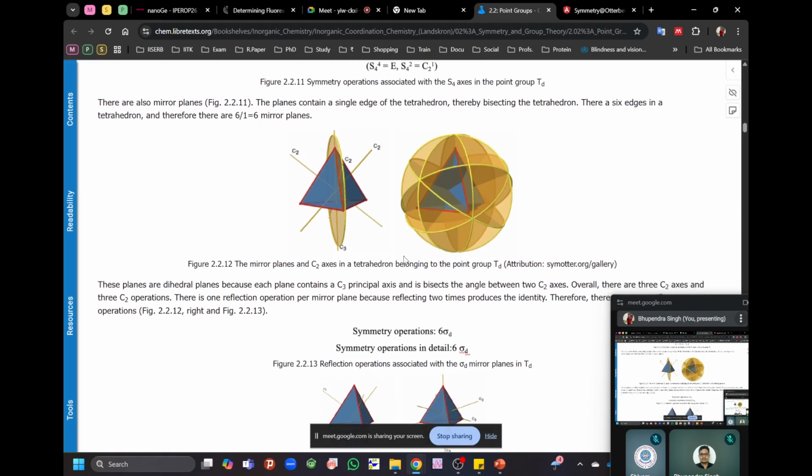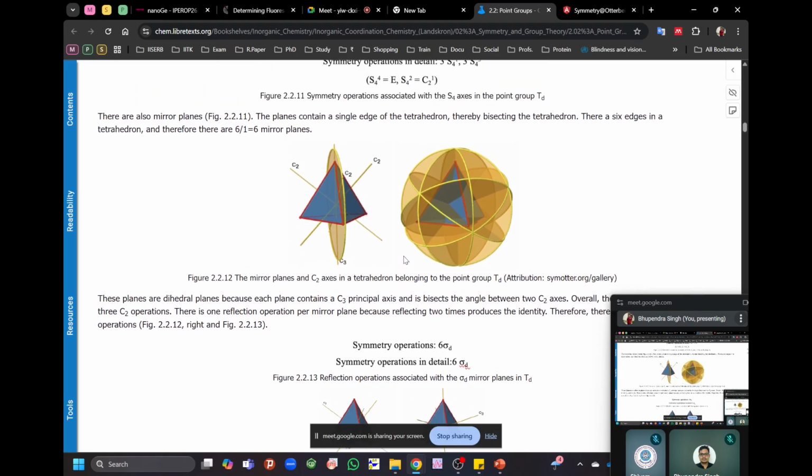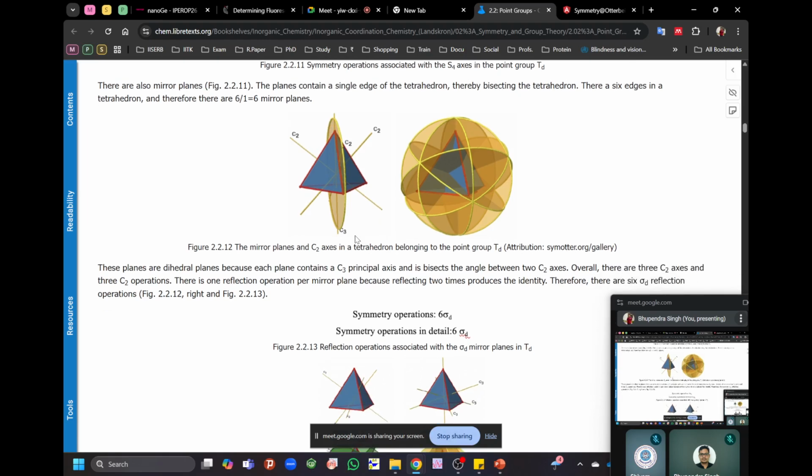Now try to visualize the planes passing through the tetrahedron. See, this is the plane containing this edge and passing through the middle of the backside edge. So it is bisecting your tetrahedron in two parts. So this is how this plane looks like.